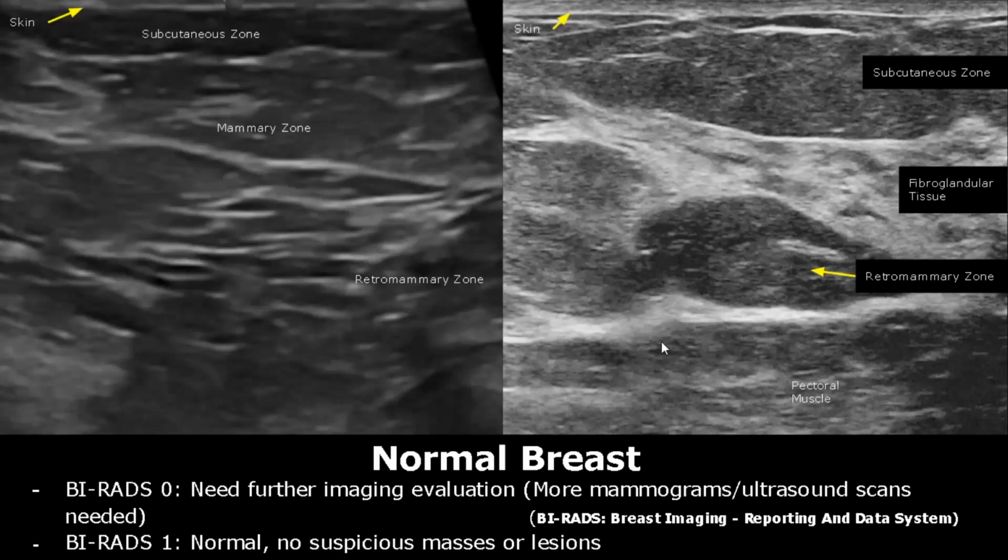In BI-RADS 0, we need further images. We need more scans such as mammograms or ultrasound scans. BI-RADS 1 is for normal breast tissue where there is no mass, no distortion, no lesion. Both these images are BI-RADS 1.